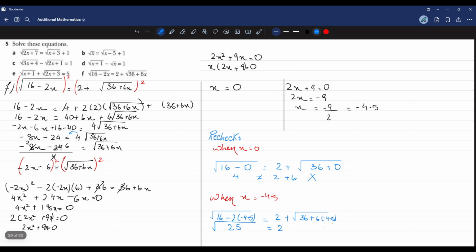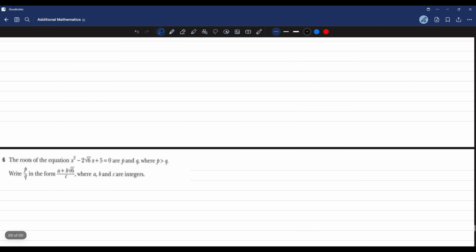And we all know square root of 25 is equal to 5. And this would be 2 plus square root of, what is 6 multiplied by 4.5? 6 multiplied by 4.5 would give us 27. So 36 minus 27, because this would give us a negative value. 36 minus 27 is equal to 9. So is 5 equal to 2 plus 3? Yes, 5 is equal to 2 plus 3. So our answer for this would be x is equal to negative 4.5. And that's it. This is your value for question number 5, part F. Okay, hope that's clear. Proceeding on to question number 6.